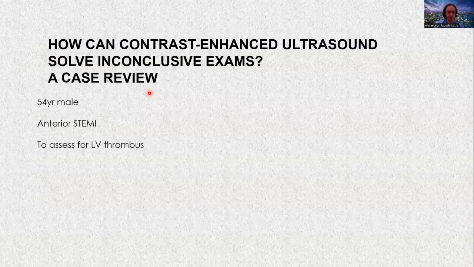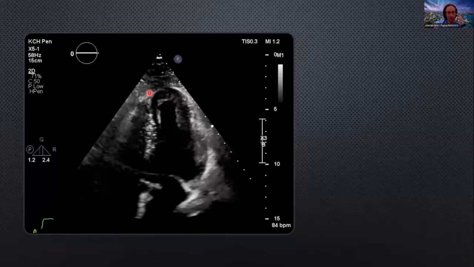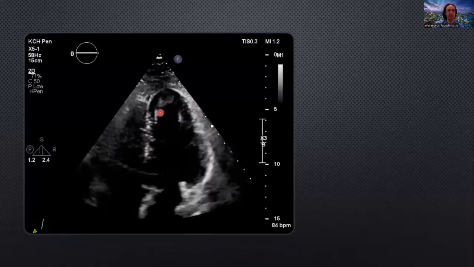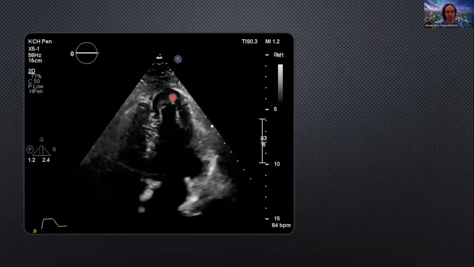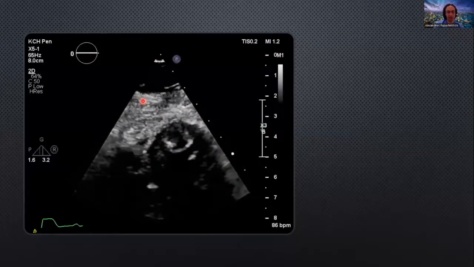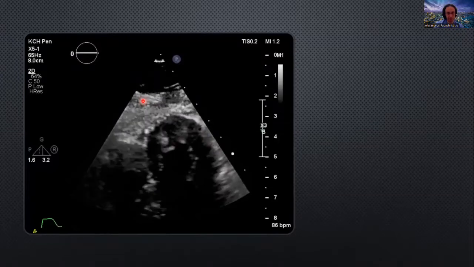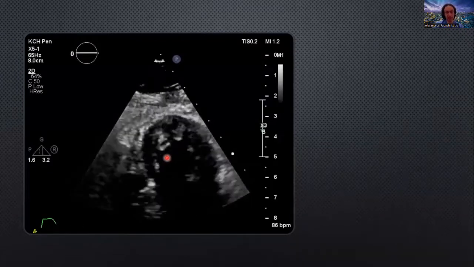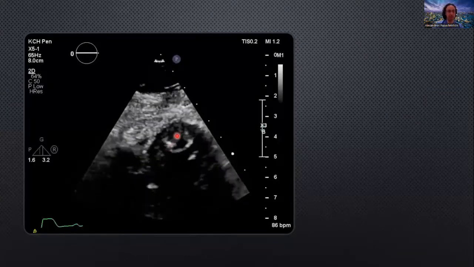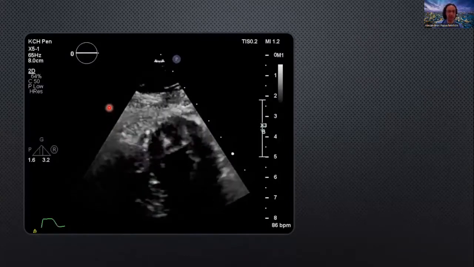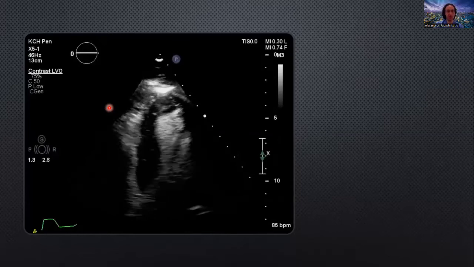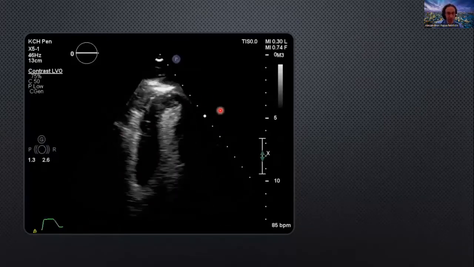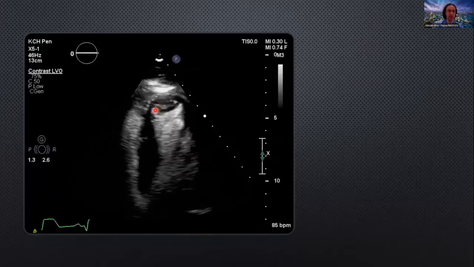Another patient with anterior STEMI. Here you can see that the apex is akinetic with some increased reflectivity, so high signal intensity. Looking closer, I'd say that looks like a calcified structure, maybe an inserted moderator band or trabeculations, I cannot really tell. So I would definitely use contrast here. And this is a very good setting. With contrast, you can see the whole LV, and you can see the thrombus.